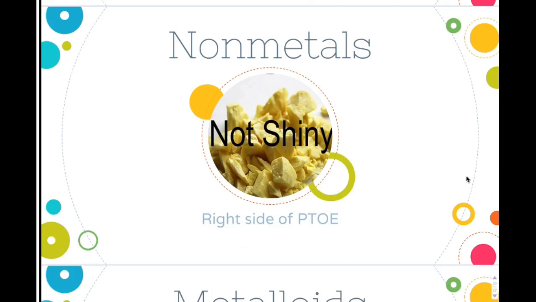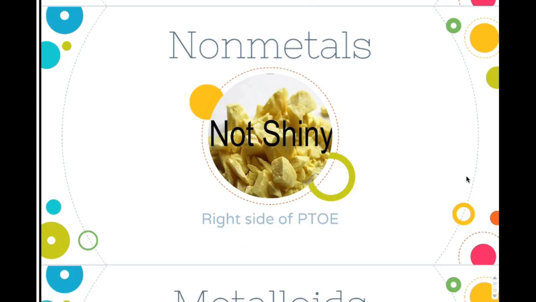You couldn't pull it into a wire. You couldn't hammer it into a flat plate. It would just kind of shatter if you were to press down too hard on the graphite of your pencil. And so this is just a multiple choice type question, like properties of metals and nonmetals.